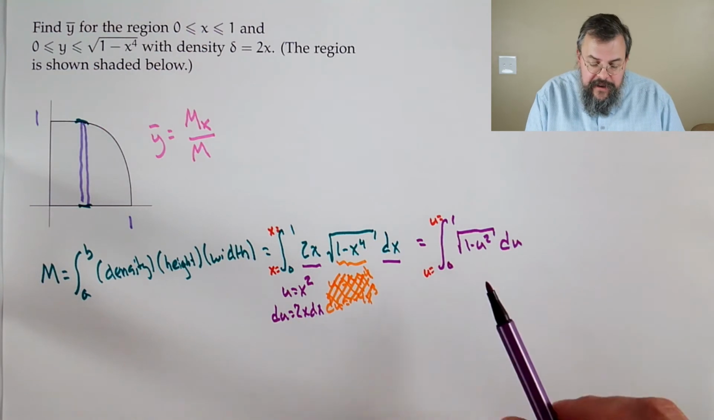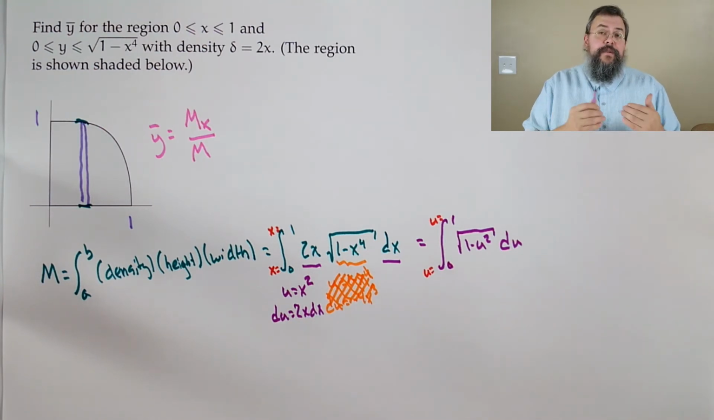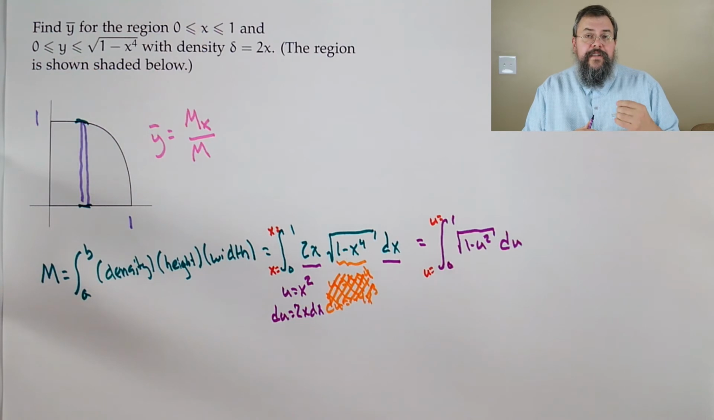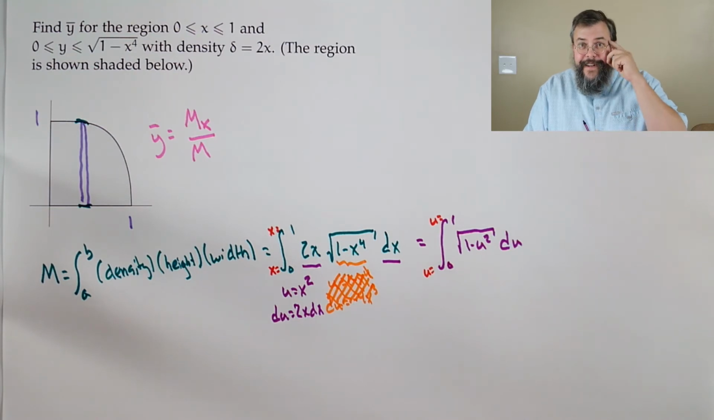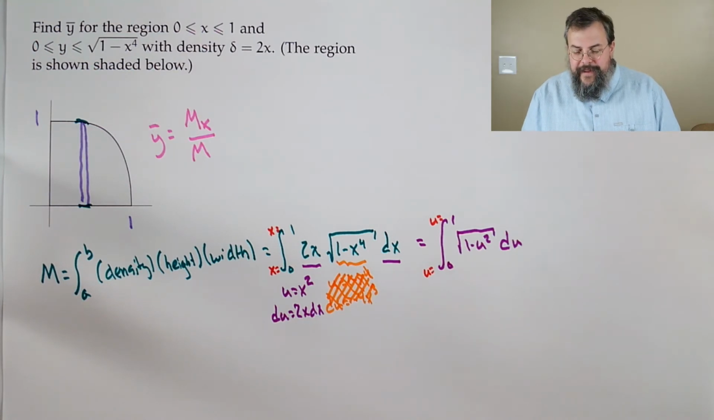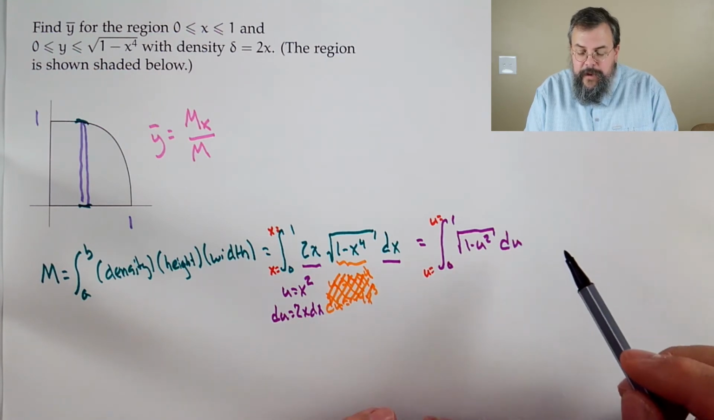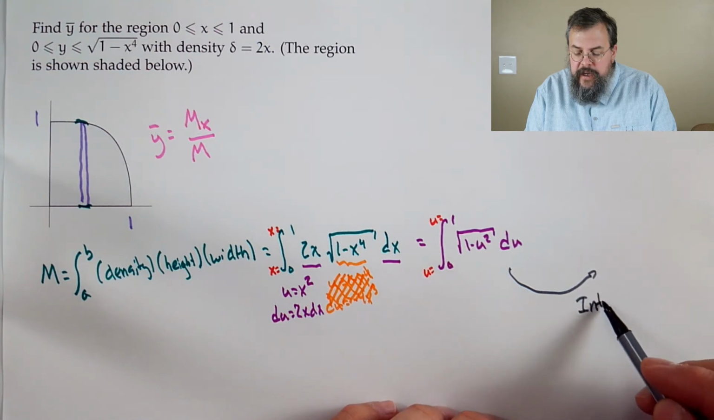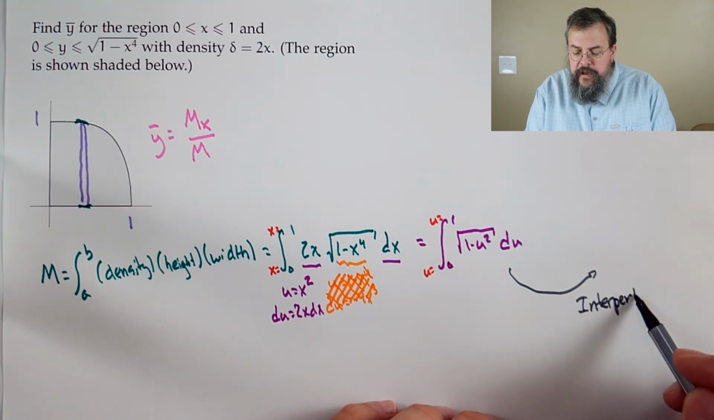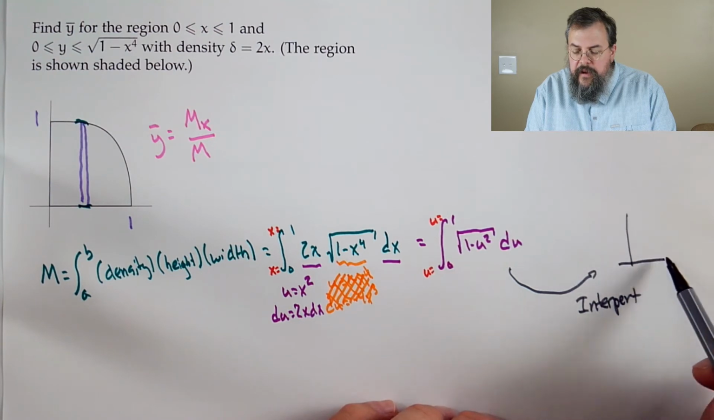But we still have a challenge. How do we integrate this expression? It certainly is easier than what we started with. It doesn't mean it's easy, just easier. And then we look at it and say, hold on, we've seen this before. Do you remember where we've seen this? It's part of a circle. You see, we can look at this and say, aha, we can interpret. In particular, the way we interpret is we say this is a quarter of a unit circle.